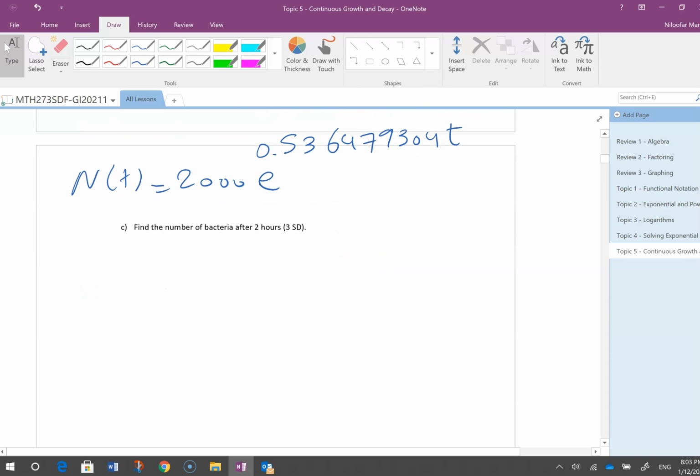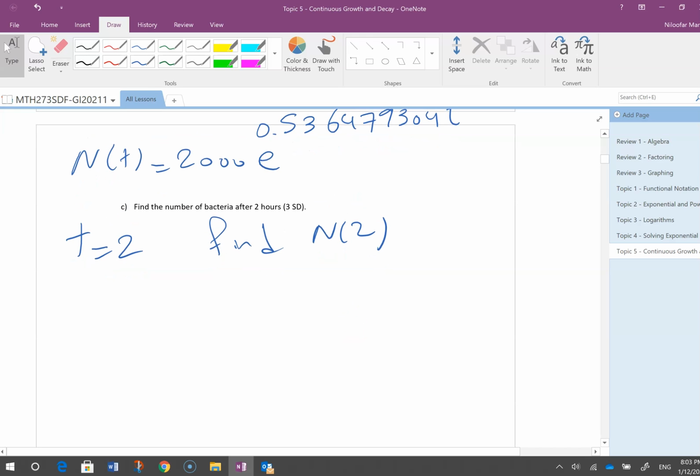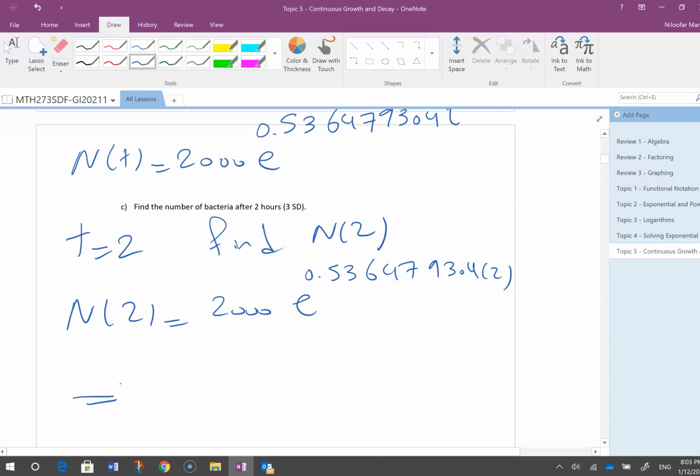Now answer this: find the number of bacteria after 2 hours. After 2 hours, what do you do? Oh yes, t is 2 hours. Find N(2). That's the question. So you do N(2) equals 2000 e power 0.536479304 times 2, and then you find the answer. So here it is 5848.035.